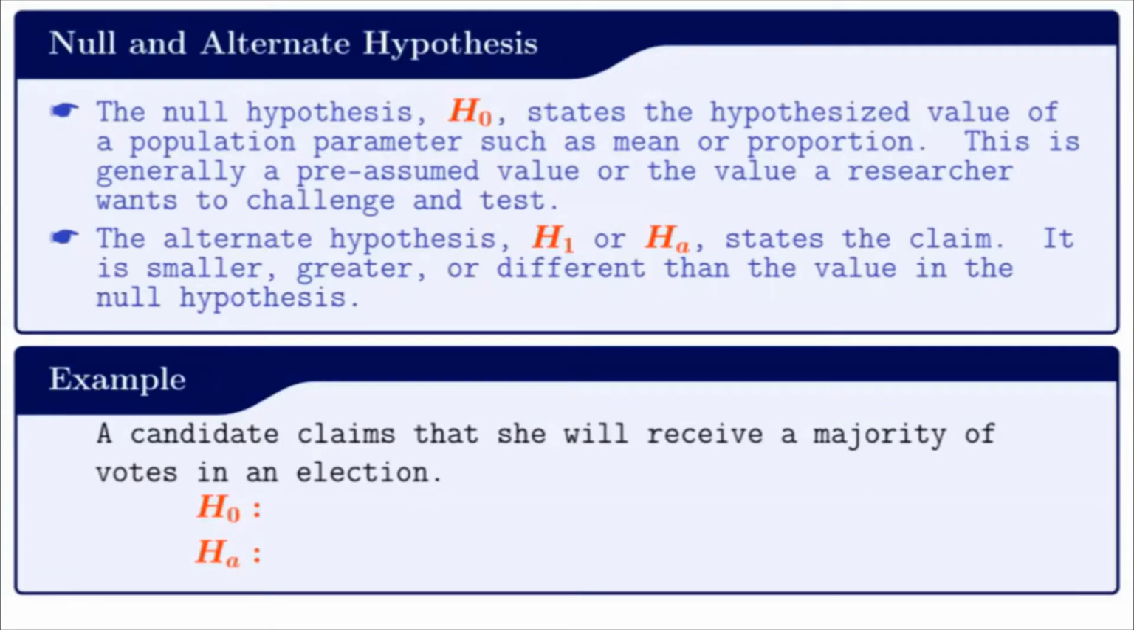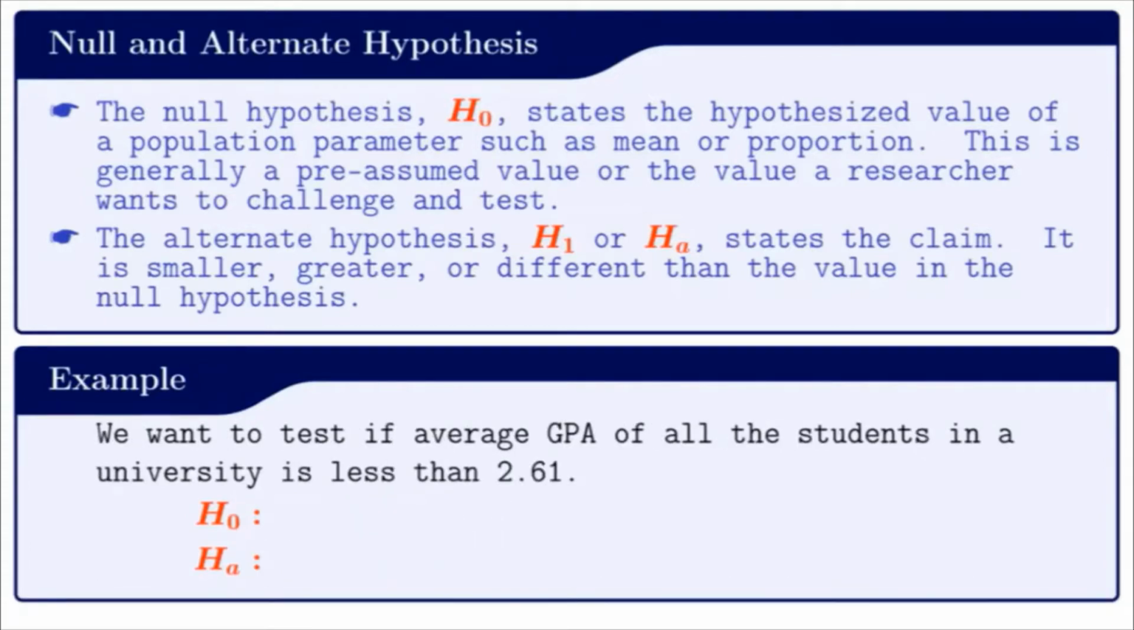Again, here we need to identify null and alternate hypothesis. Whenever we say majority of votes, we mean 50%, which is proportion of 0.5. So our null hypothesis is P equals to 0.5. And the alternate hypothesis will be the candidate's claim. She claims that she will have more than 50% of votes. So the alternate hypothesis is P greater than 0.5.